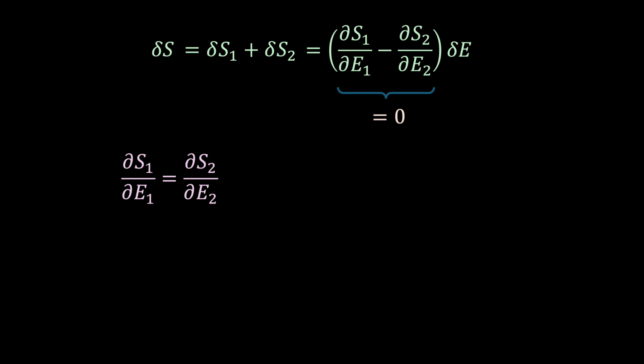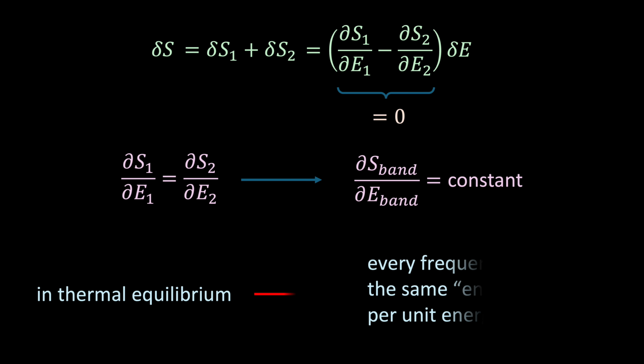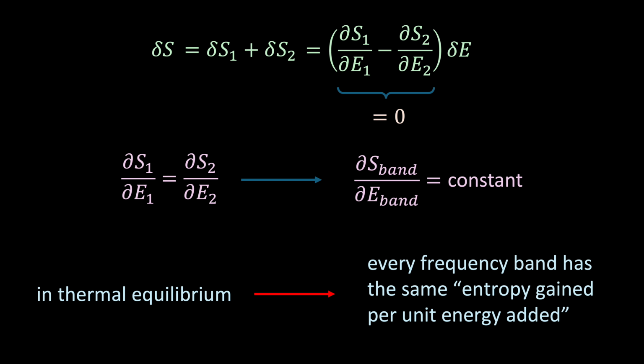The only way that can be true is if the entropy gained per unit energy added is the same across all bands. In other words, if dS/dE is equal to the same constant in every band. So equilibrium forces a universal conclusion. In thermal equilibrium, every frequency band has the same entropy gained per unit energy added. There is no band that is a better place to put energy than any other. Otherwise, the system could still increase its entropy by shifting energy around.